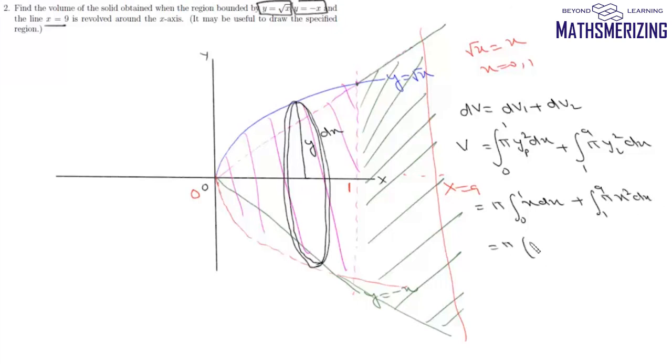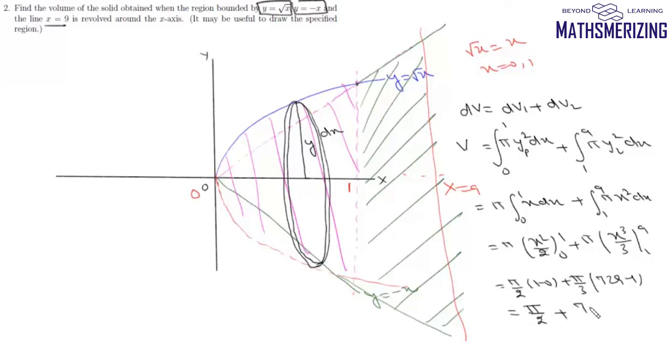Now this is pi. It will be x square upon 2 from 0 to 1, and here it will be x cube upon 3 from 1 to 9. So it will be pi by 2 times 1 minus 0, and here it will be pi by 3 times 9 cubed minus 1, that is 728. So this will be pi by 2 plus 728 pi by 3, which is 1459 pi by 6 square units.